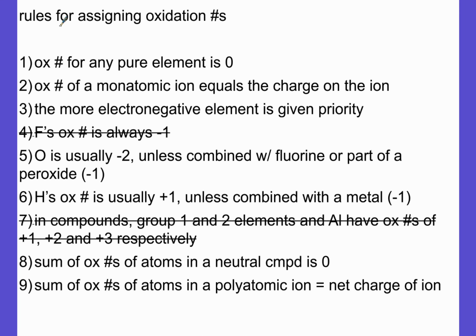But all metals can exist by themselves, right? You could have pure aluminum, and if you did, that aluminum would have a 0 oxidation number. So that's my rule number 1. Rule number 2 says the oxidation number of a monatomic ion equals the charge of the ion.